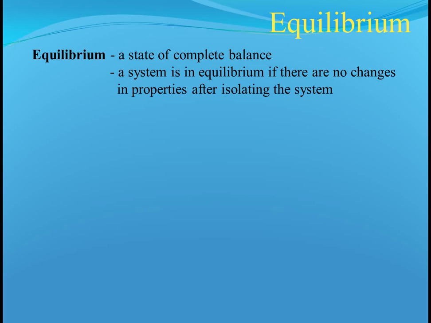And let's talk about equilibrium. So a state of complete balance is a simple way of defining equilibrium. A system is in equilibrium if there are no changes in properties after isolating the system. And what we mean by isolating the system is, we talked about boundaries, the system, the boundary, and the surroundings. So if we isolate the system, it means that we're drawing the boundary around the system so that we don't have any interaction with the surroundings.